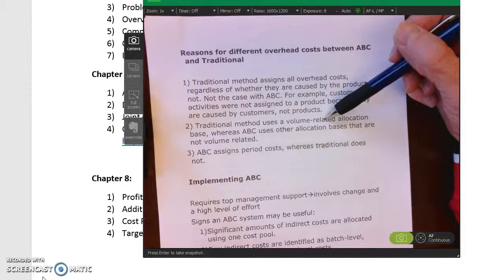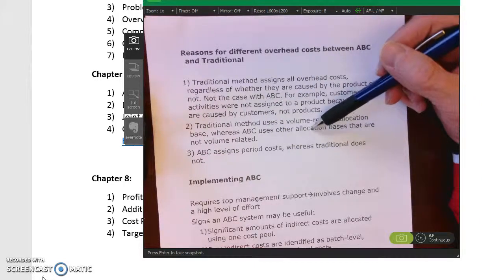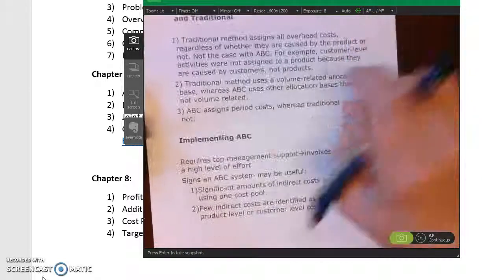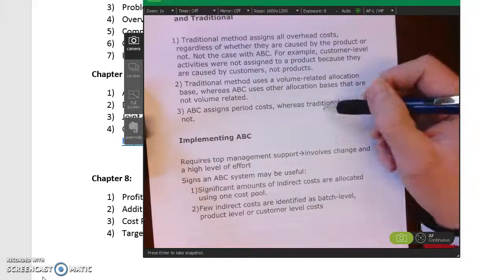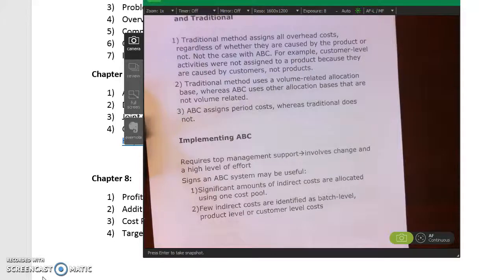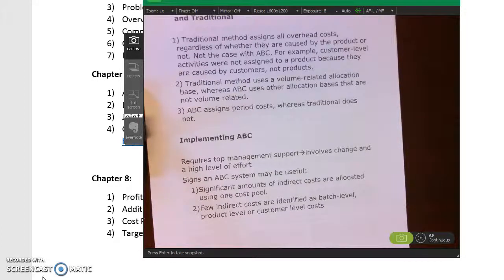Traditional uses only volume-related allocation bases. I've talked about that quite a few times. And ABC assigns non-manufacturing costs, period costs. Traditional only does product costs, manufacturing costs. Implementing ABC requires a lot of top management support. Okay, it's a big change, involves a lot of effort.